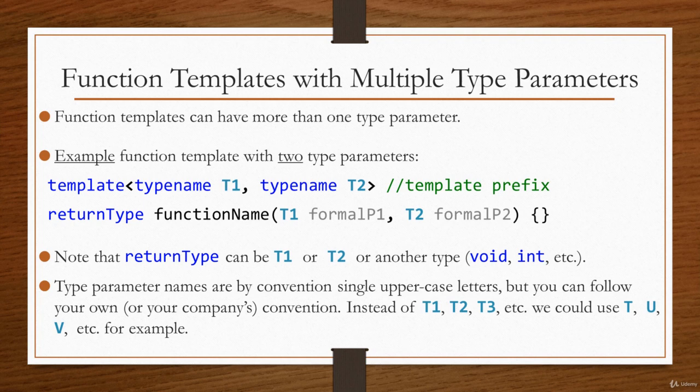Then I do the function definition, so I have the return type, the function name, and then I can use those type parameters in the formal parameter list. For this particular example, I have T1 for formal parameter 1, and that will be the type of formal parameter 1, and formal parameter 2 will be of type T2, so whatever type argument that type parameter accepts. Now again, note that the return type can also be T1 or T2, or another type such as void, int, and so on. At this point I'd also like to note that type parameter names are by convention single uppercase letters, but you can follow your own conventions or your company's conventions. For example, instead of doing T1, T2, T3 and so on for your type parameters, you can use the letters T, U, V and so on.